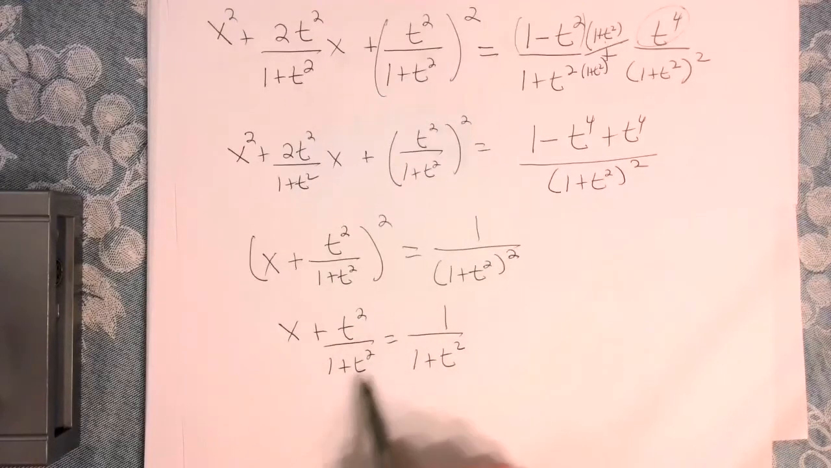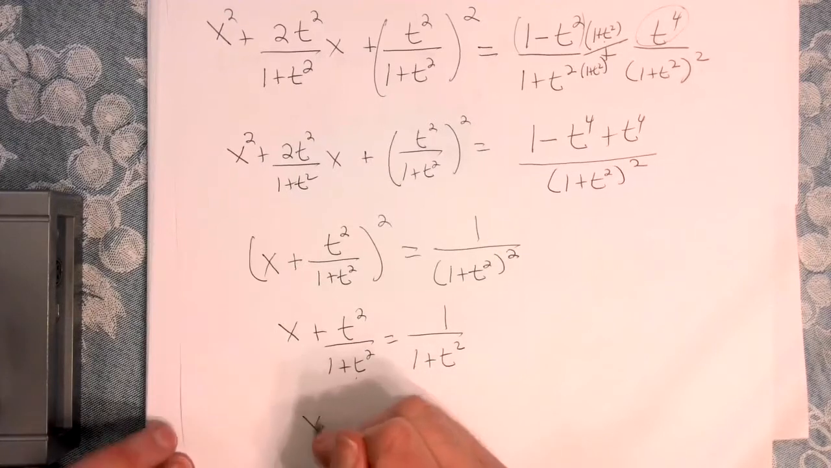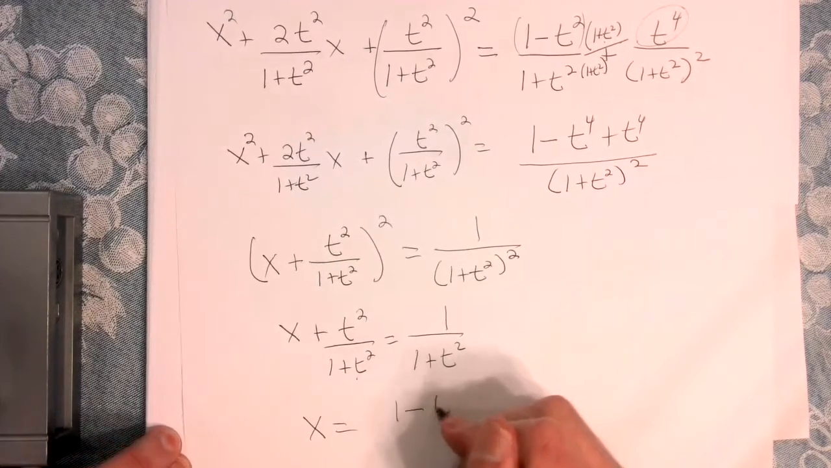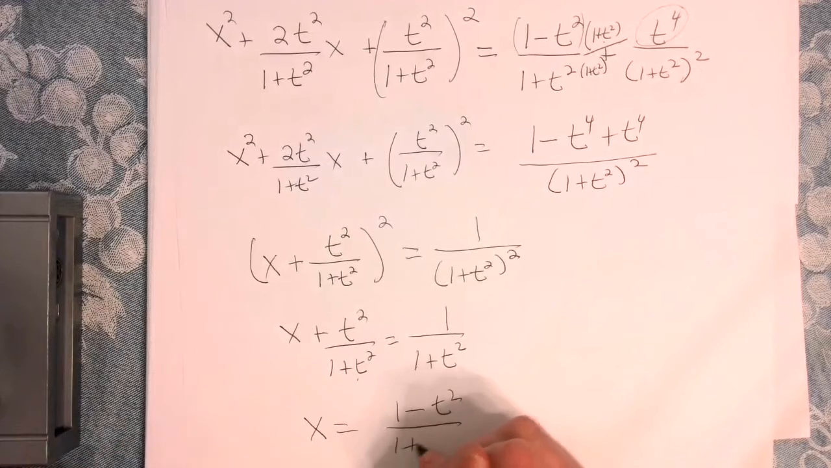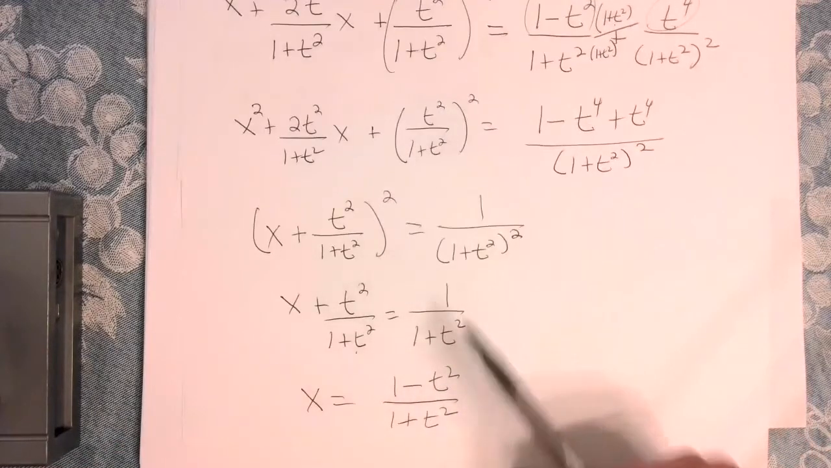And it looks like all I have to do is subtract this. But they already have common denominators, so that tells us I've got 1 minus t squared over my common denominator of 1 plus t squared. And so there is a rational function description of the x's on the unit circle.